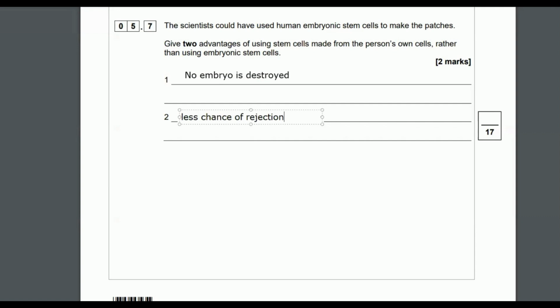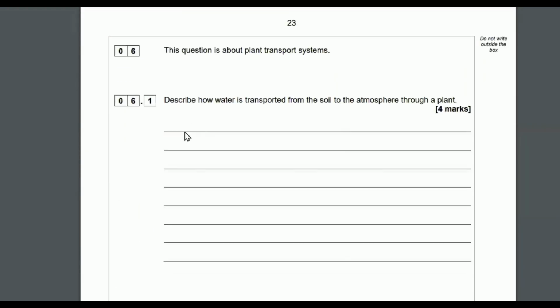Now, rejection just means that when something is rejected, your white blood cells attack it and destroy it. And so that's no good if you get some stem cells to grow you something new and your own white blood cells attack parts of your own body and destroy it. We don't want that. That's what rejection is.